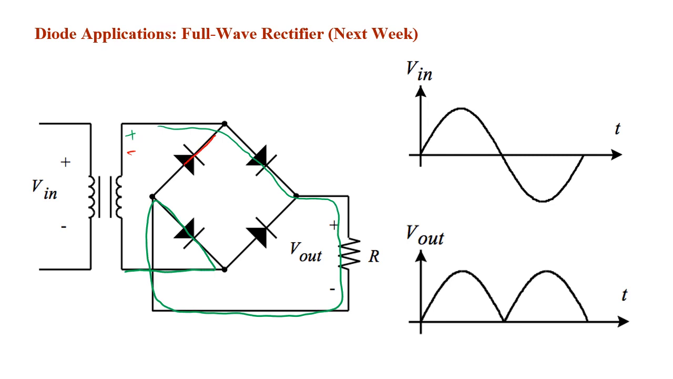Current will start to flow here first, and then through the resistor, and then through here back to the input. We'll explain the full-wave rectifier further next week in lab 7, in which we're also going to simulate the full-wave rectifier and find out ways on how to improve it.